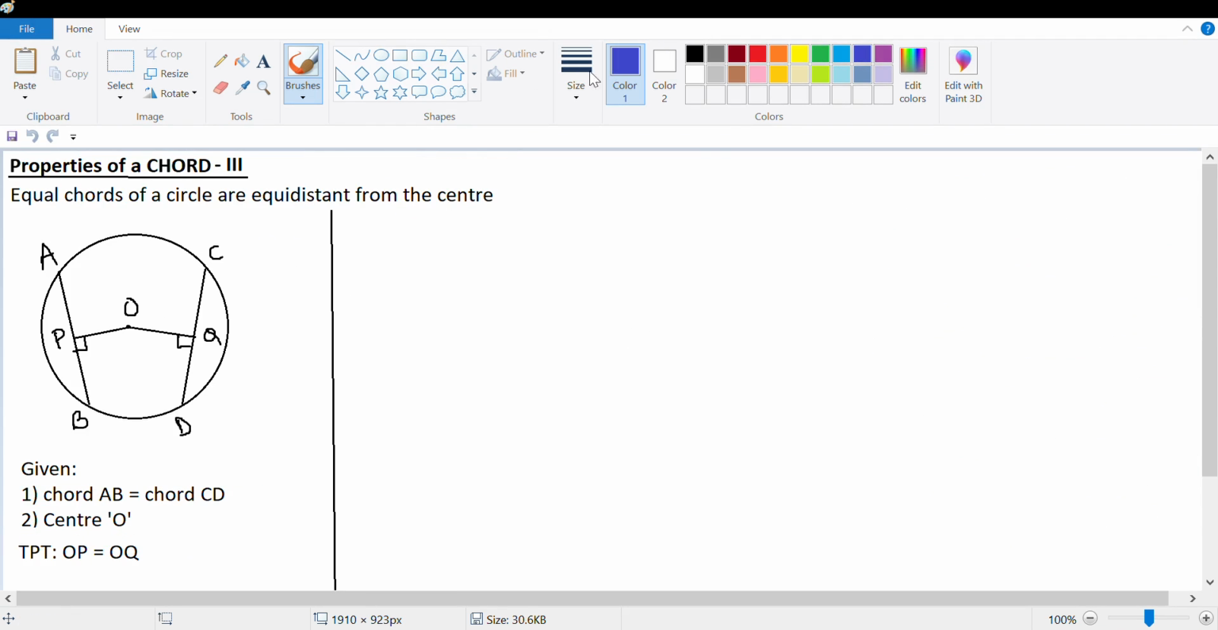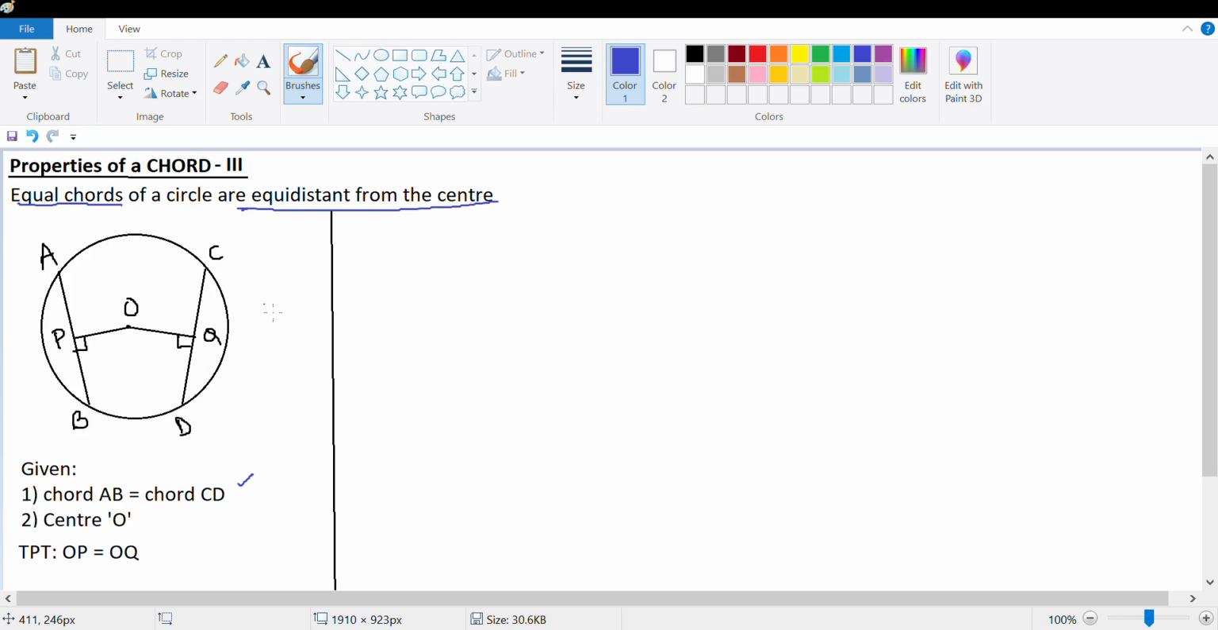Next property says equal chords. So this is property 3. Equal chords of a circle are equidistant from the center, which means two chords are given equal, which means in this case chord AB and chord CD are equal. The center is O. We need to prove that they are equidistant from the center, which means OP and OQ are equal. That's what we need to prove.